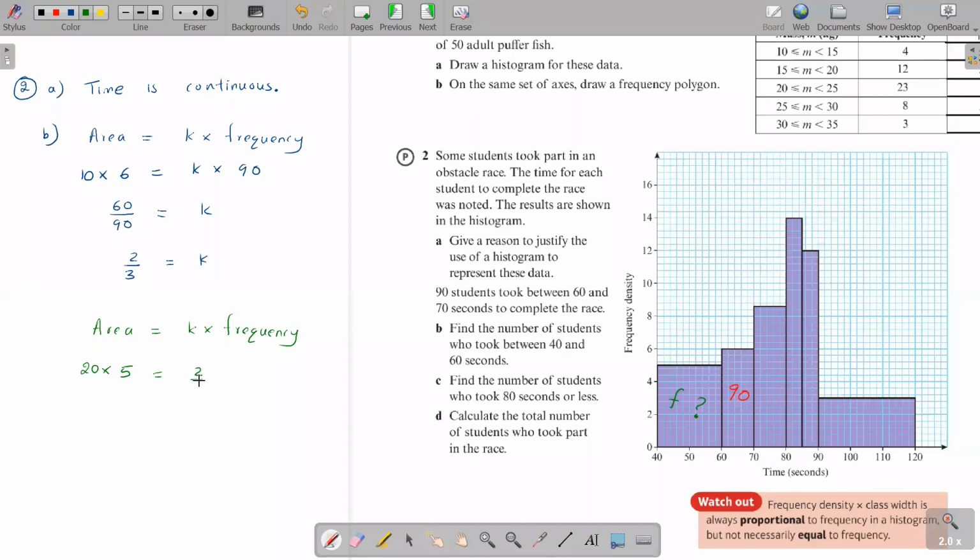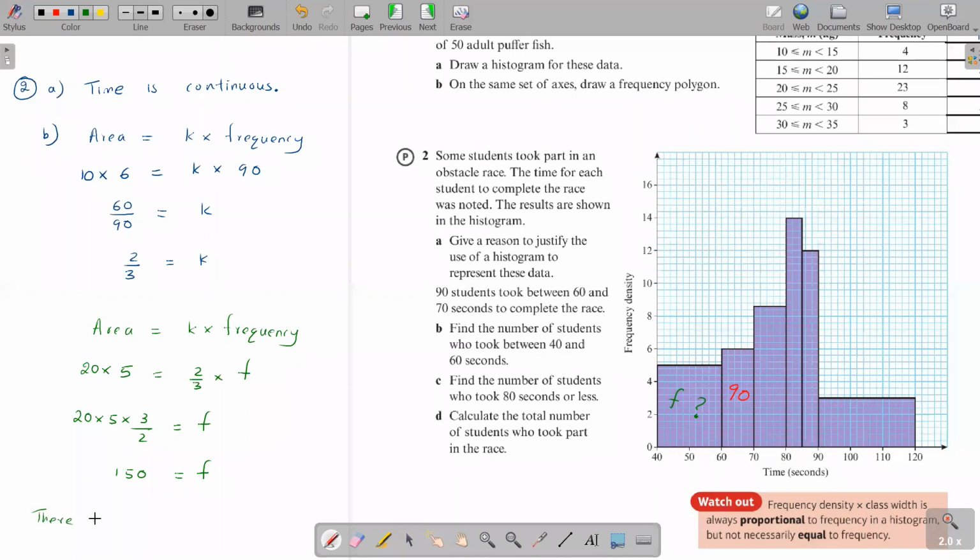So 20 into 5 equals K, which is 2 over 3, into frequency. Frequency is what we are trying to find now. So 20 into 5 into 3 over 2 equals the frequency. Multiply it, give everything in the calculator. How many students are there? 20 into 5 into 3 divided by 2 is 150, right? So you have 150 students who took between 40 to 60 seconds.